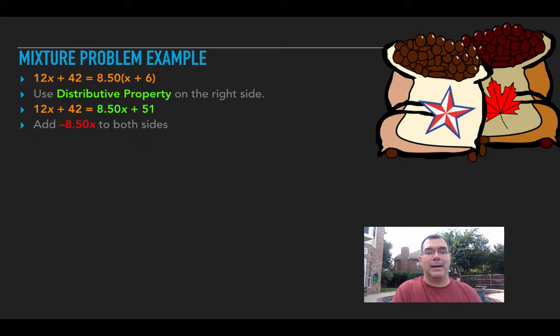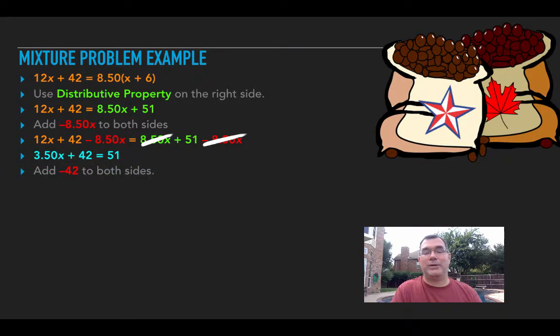All right. Let's see, so I need to get my x's on one side. I have x's on both sides. So that means I will add negative $8.50x to both sides, and that will give me $3.50 times x plus 42 equals 51. Add negative 42 to both sides just so that the x's are by themselves, and that will give me $3.50 times x equals 9.